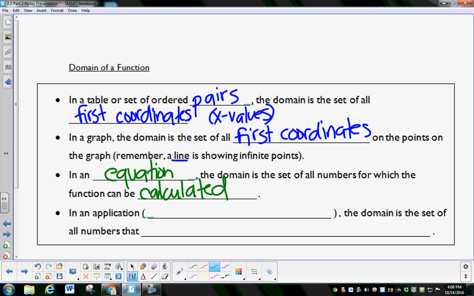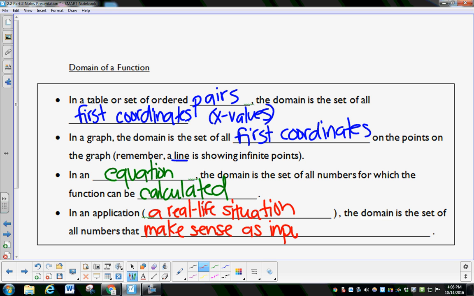And then lastly, in an application, which is a real-life situation, the domain is the set of all numbers that make sense as inputs. So the domain is anything you could plug in.